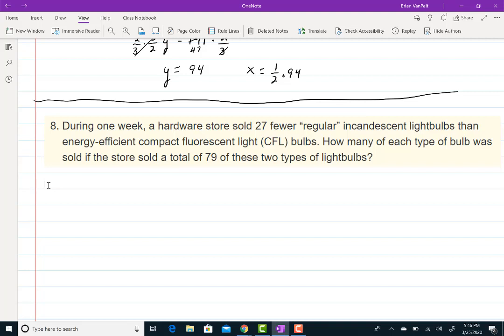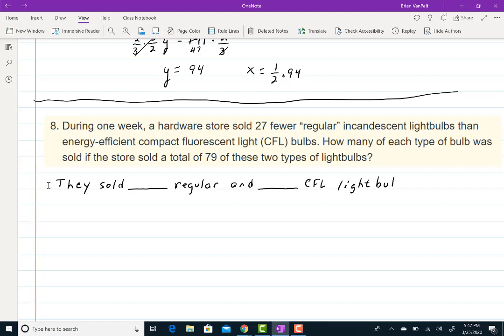So let me write out first what the answer will look like. So they sold blank regular and blank CFL light bulbs.